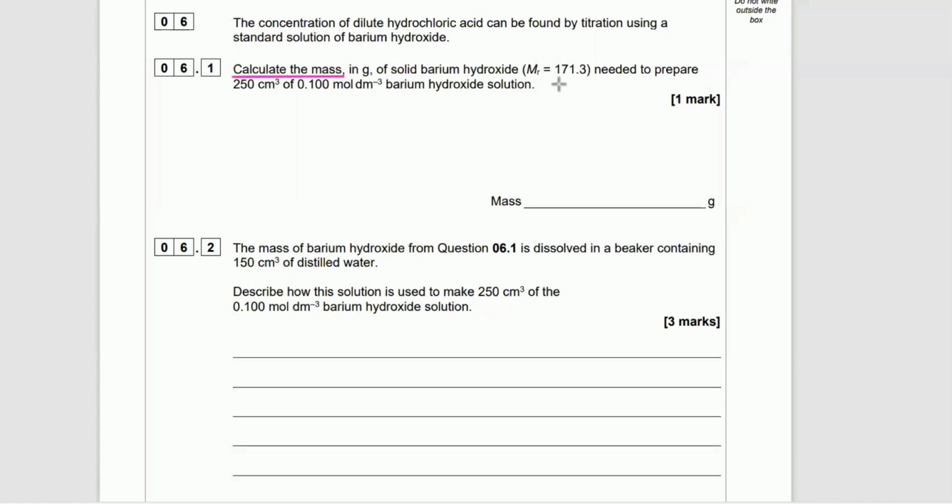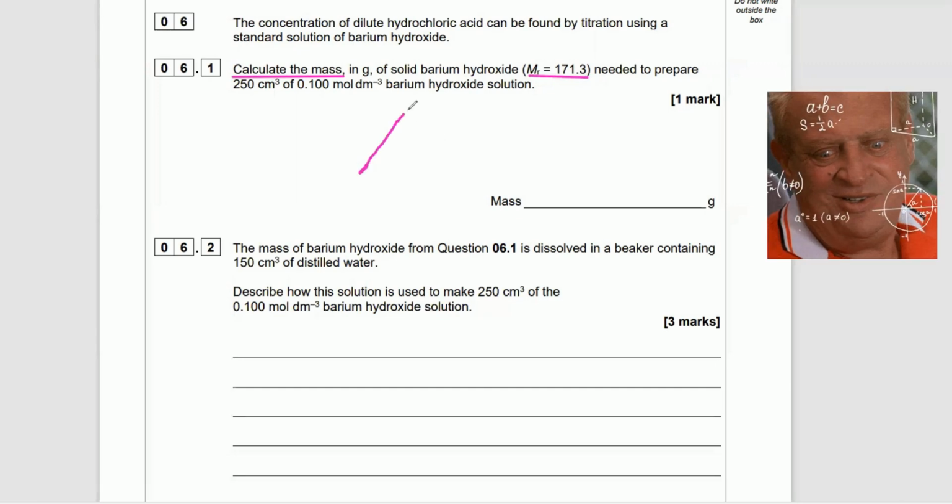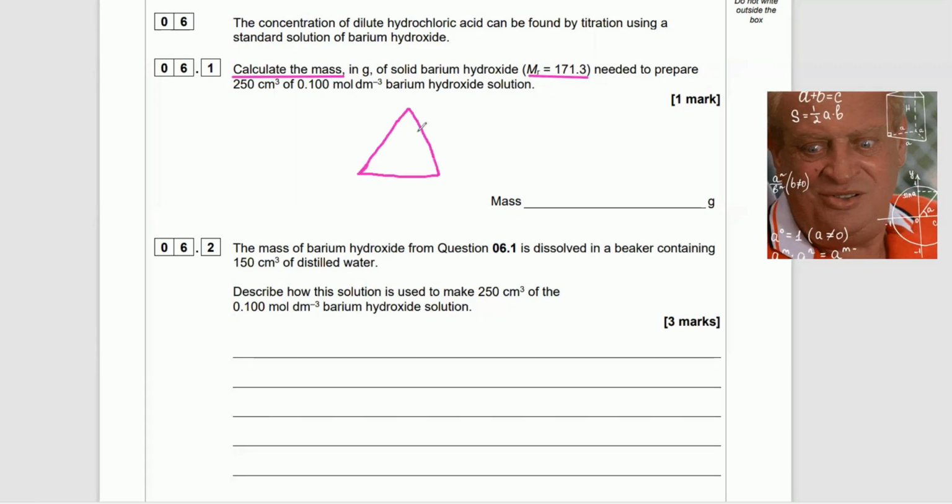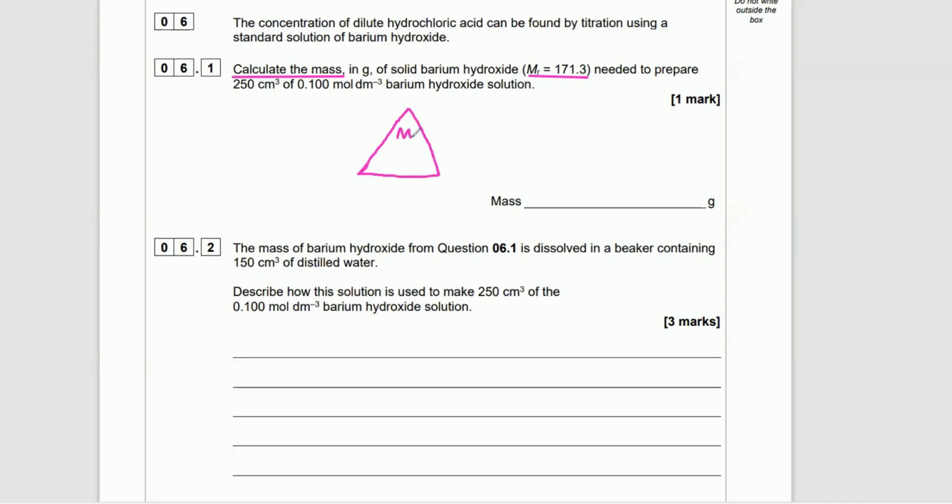Let's go. First of all, the question has asked us to calculate, so we know we're doing some maths here. It's given us the MR, and it wants us to find the mass in grams. So what do we know about mass in grams? Well, for mass in grams, you need to do MR times moles. You should know this off by heart from GCSE. So mass over MR times moles. I use that little lowercase n for moles.